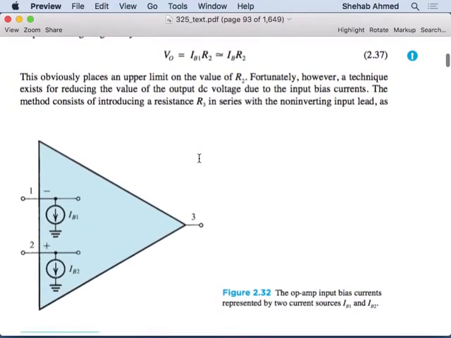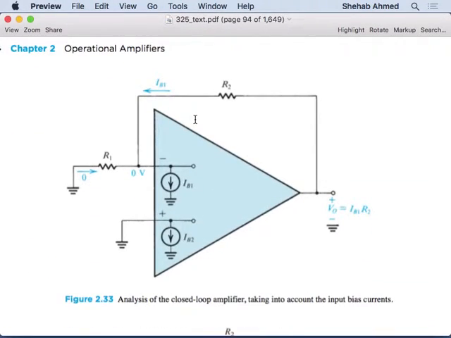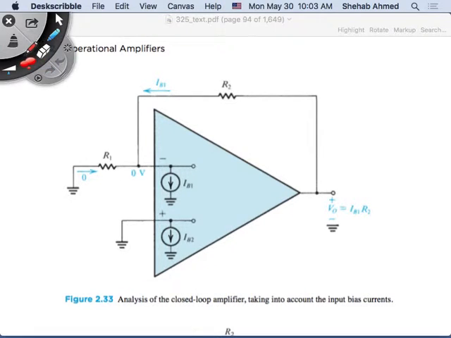So what is the effect of the bias current? Let's look at this circuit. Here, my bias currents are IB1 and IB2, right? I would like to see what the effect is on my output. This is current IB1 flowing through here, this is IB2 flowing through here. I have feedback. As soon as I have feedback, I know that the voltage difference between these two nodes is 0. This node is at 0, then this node is at 0 as well.